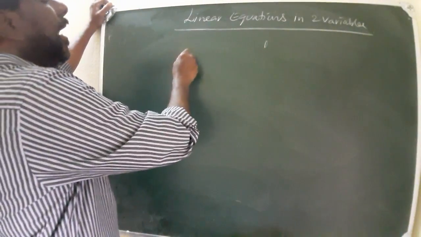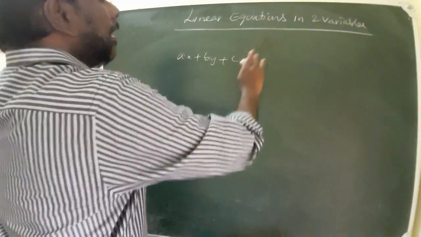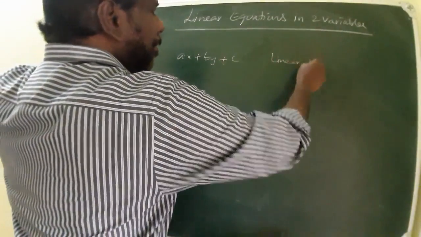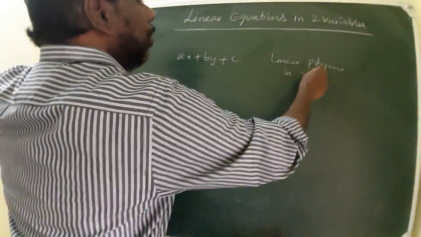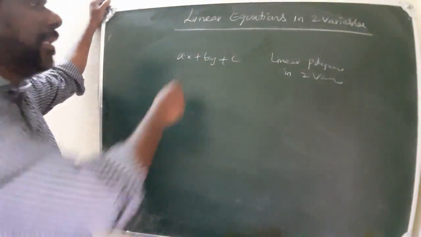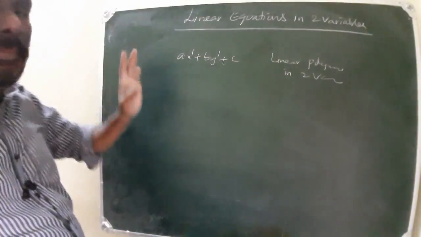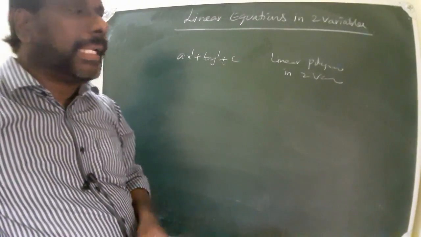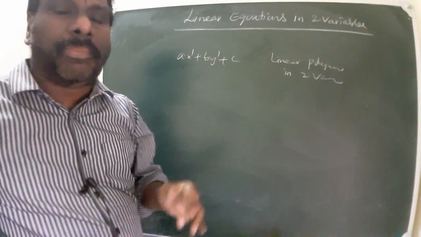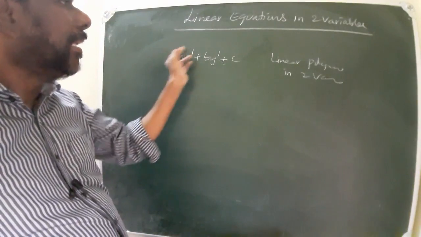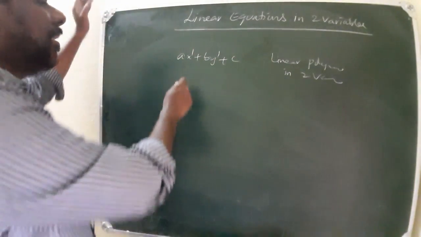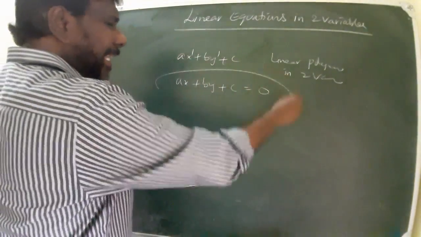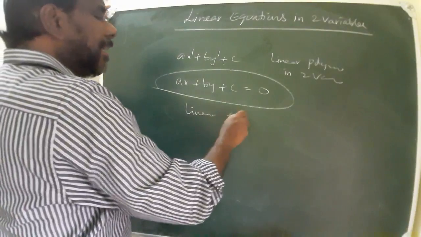Now a two variable linear equation. ax plus by plus c is called a linear polynomial in two variables, x and y. The degrees of x and y should always be 1 only. If any variable has a power more than 1, like 2 or 3, it won't be a linear polynomial. If this linear polynomial has the equal to symbol, then it represents a linear equation.